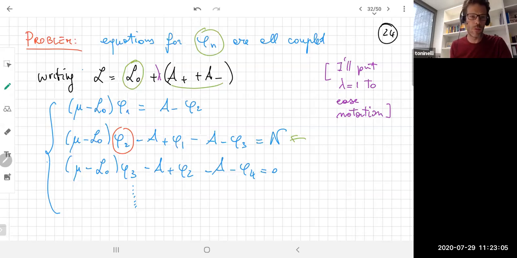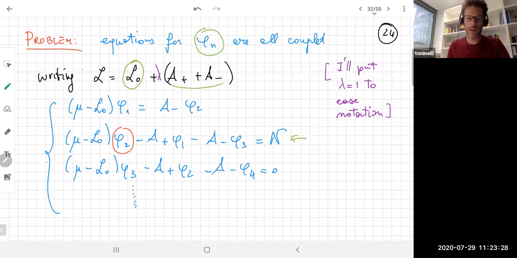And phi 2 is the one we are really interested in, but unfortunately it depends on phi 3. And then you go on: (mu minus L0) phi 3 minus A plus phi 2 minus A minus phi 4 equals 0. And then you go on. I mean, you want phi 2, but for phi 2 you need phi 3, for phi 3 you need phi 4, etc. So this is what makes the problem complicated.